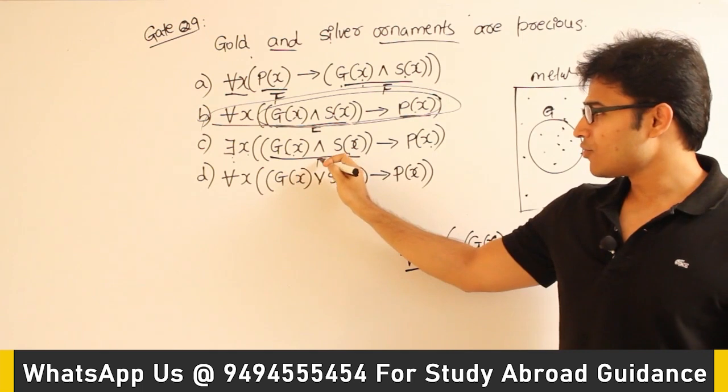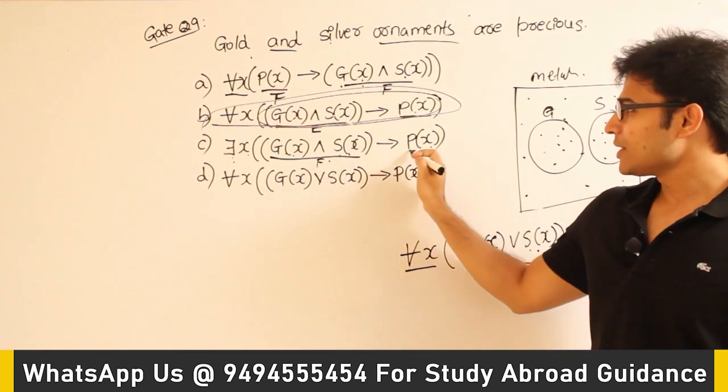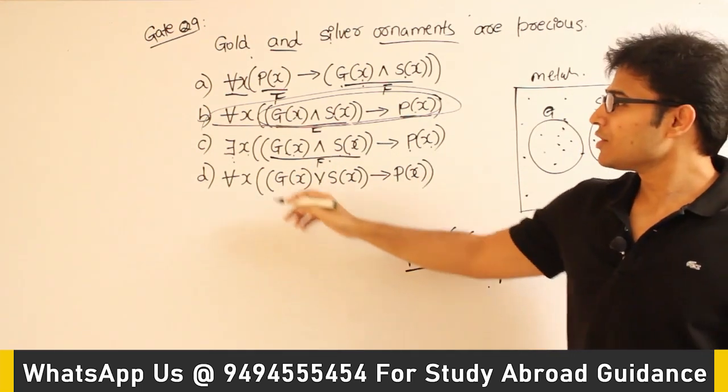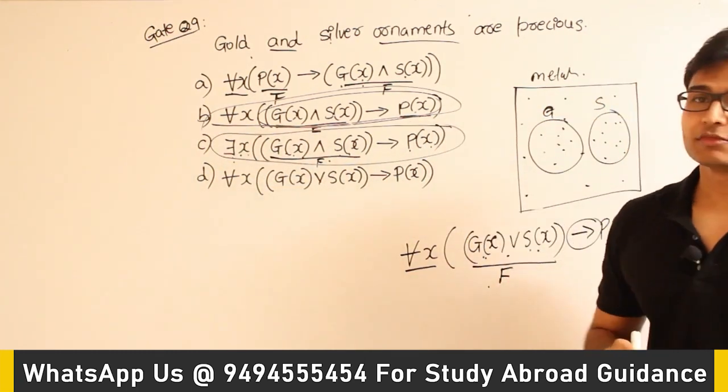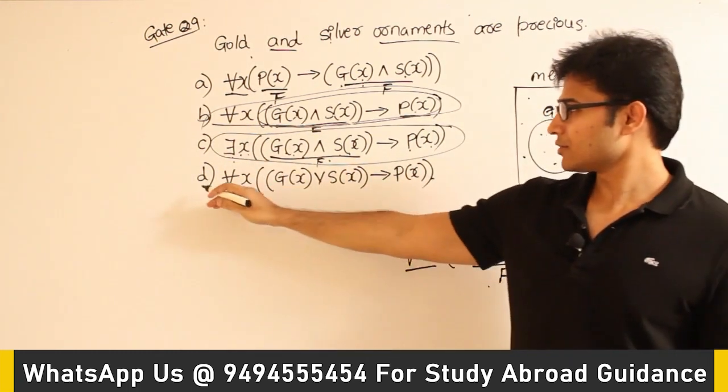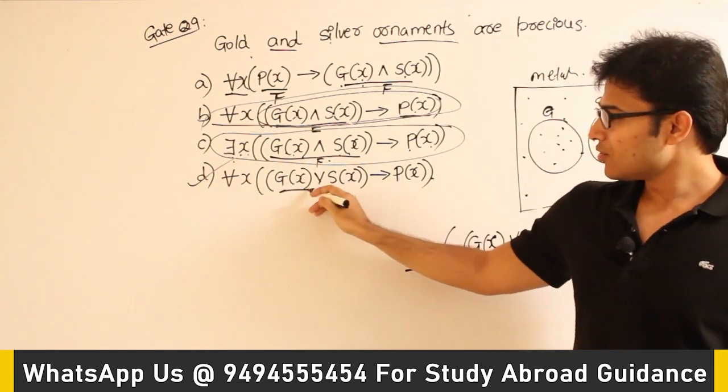This one is going to be false, and false implies anything is anyway true. Therefore, at least for one value it is true, and it is also always going to be true, right? Therefore, this is the answer, not anything. Okay, so either the metal is gold or silver.